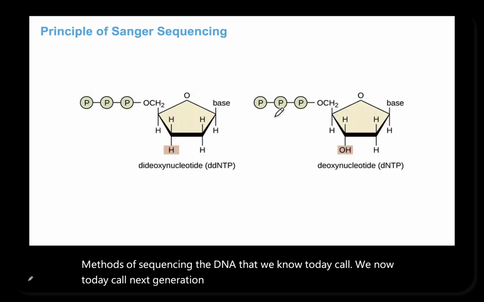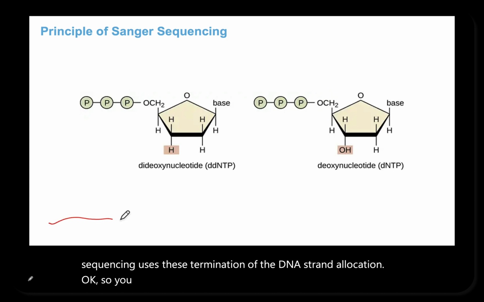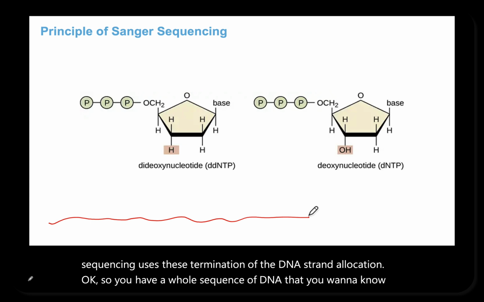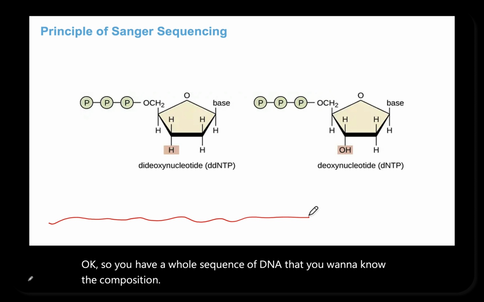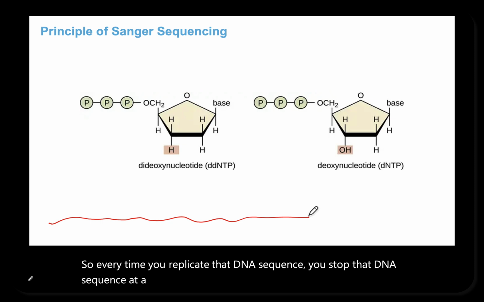Like I said, the Sanger sequencing uses termination of the DNA strand elongation. So you have a whole sequence of DNA that you want to know the composition of. Every time you replicate that DNA sequence, you stop it at a certain letter. So you have this huge DNA sequence.